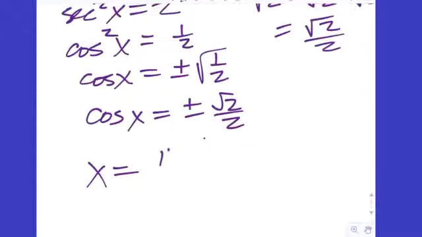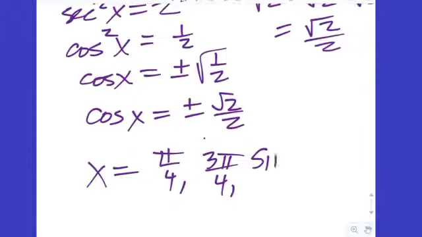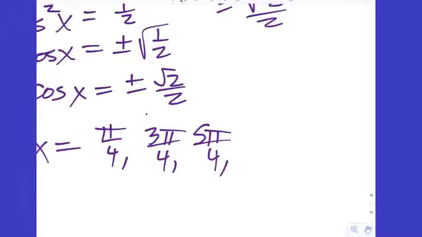So let's go through quadrant 1. Pi over 4. The next one would be 3 pi over 4. Good. And then in quadrant 3, 5 pi over 4. And then finally, 7 pi over 4.